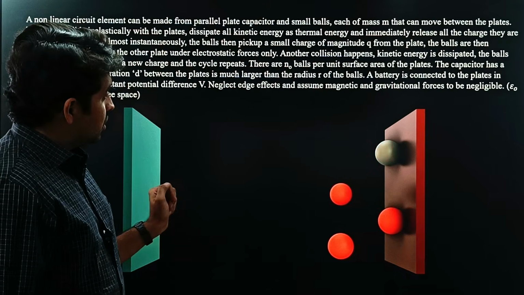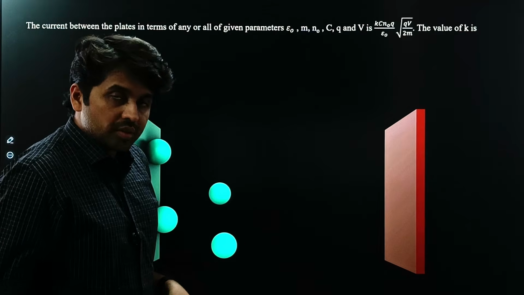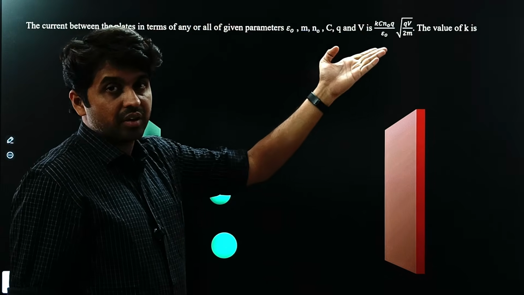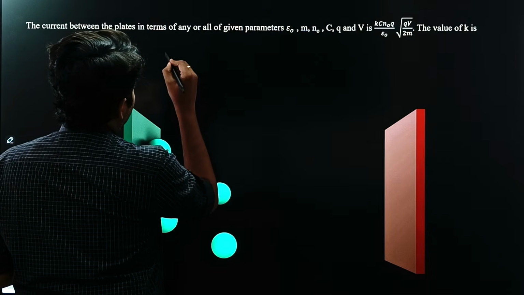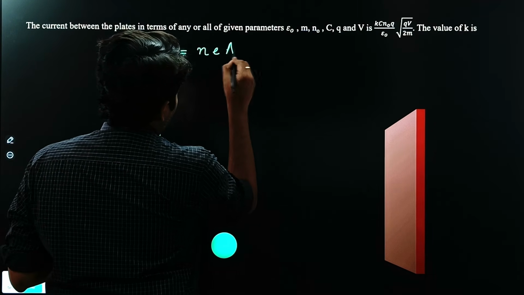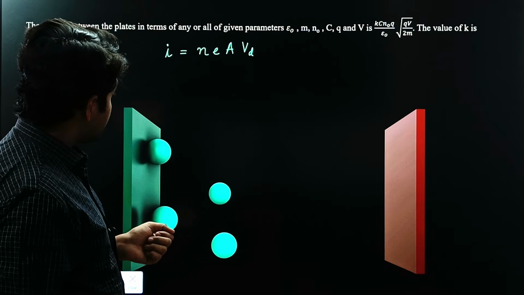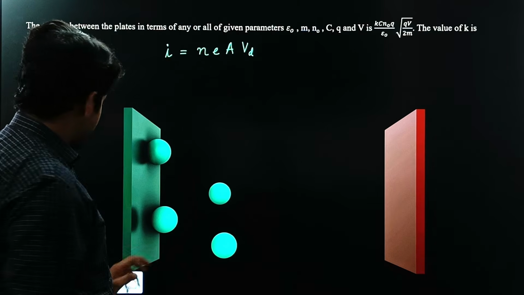Okay. So let us move on to the question that is asked here. The first question is the current between the plates in terms of the given parameters. So what is current? I equal to n e A v_d. We know this already. And what is this n? n is the number of charges per unit volume.